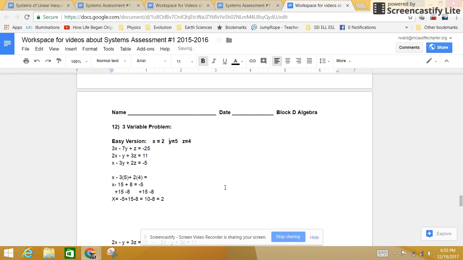And that's my solution for that problem. It actually wasn't as hard as I thought it would be. And it's all about keeping track of your players and working systematically.